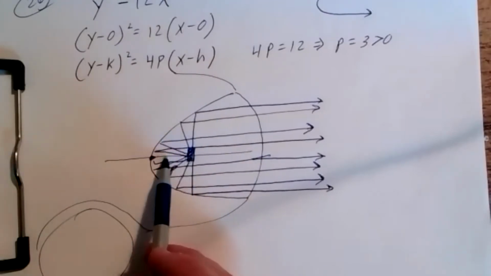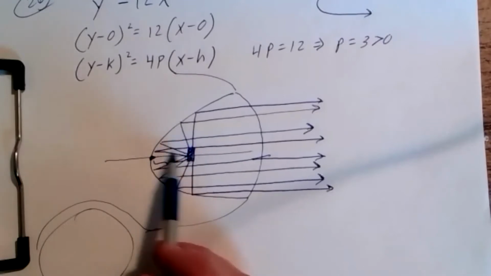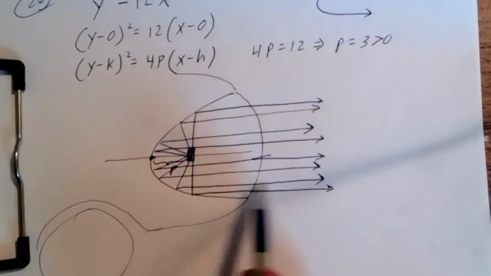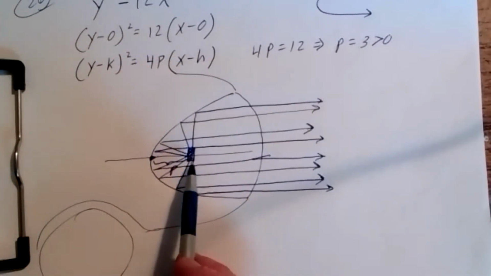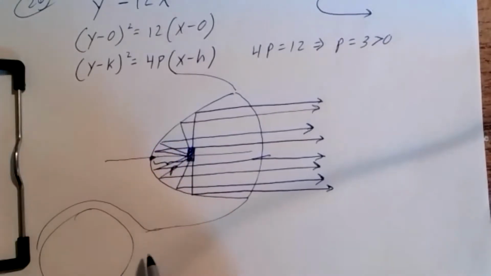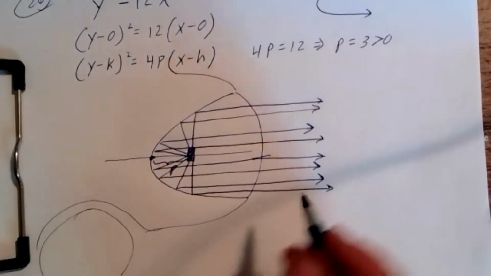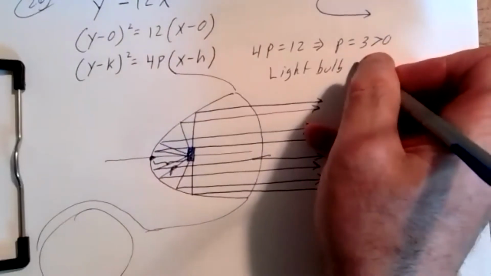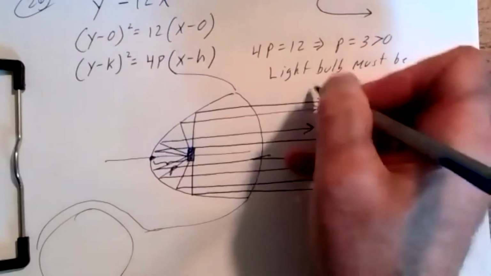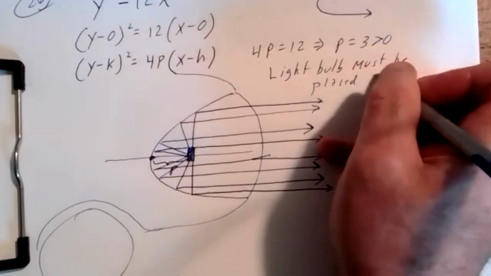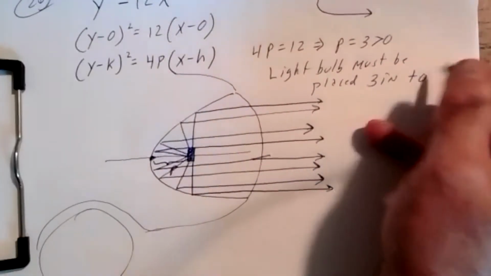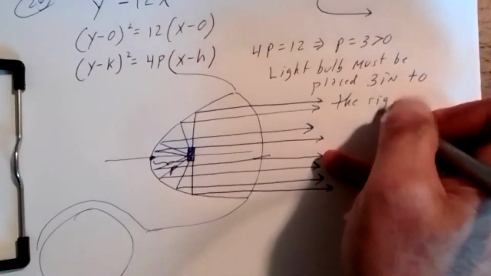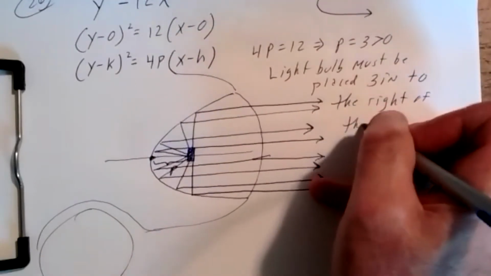If you put the light closer than 3 inches or further away than 3 inches from the vertex point, then these beams of light will not be reflected coherently straight down the road. Then you're going to have a problem. So yeah, you'd have to place the light 3 inches to the right of the vertex point. That would be your answer. So the light bulb must be placed 3 inches to the right of the vertex point.